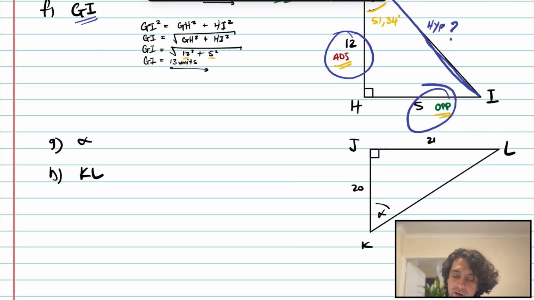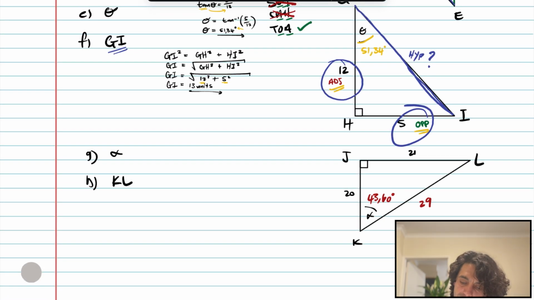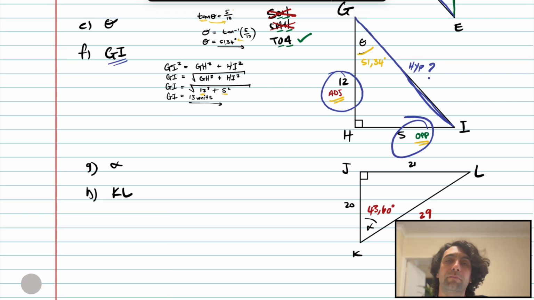All right, I'll give you a minute. You can just pause the video if you want. You can give this one a go. We want to calculate the angle alpha, and we also want to calculate the length of KL. I'm going to give you the answers quickly, so if you haven't attempted yet, just pause the video. Alpha comes out to be 43,60 degrees, and KL comes out to be 29 units. Another Pythagorean triple.